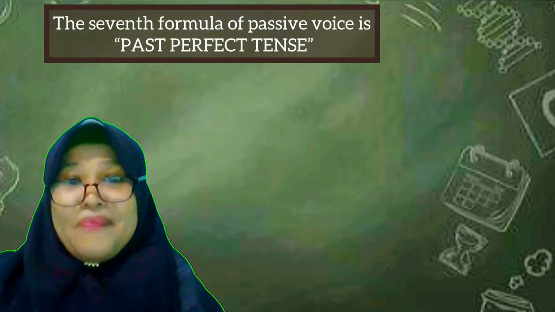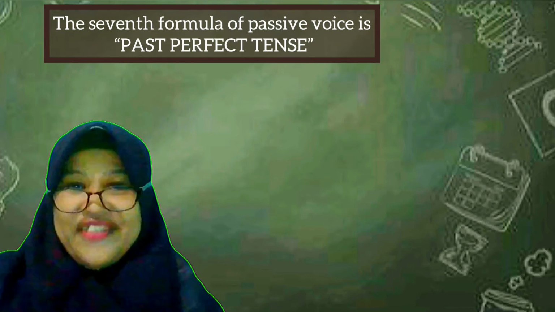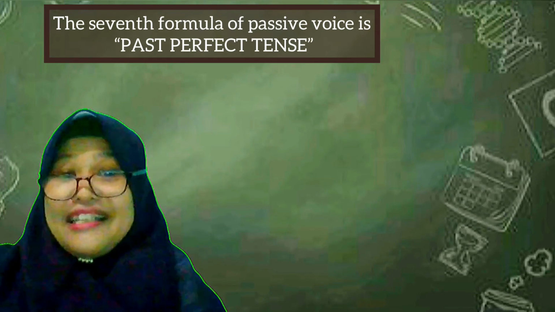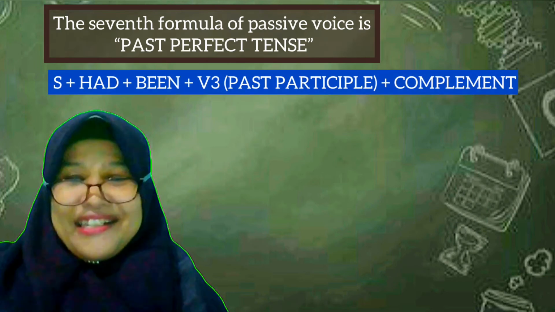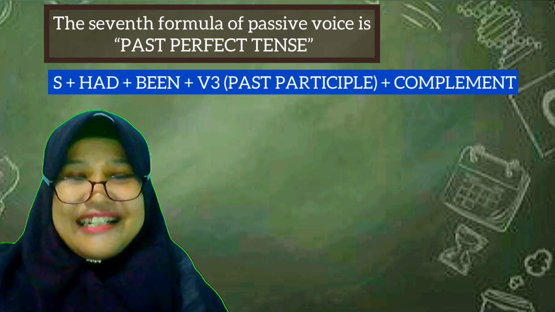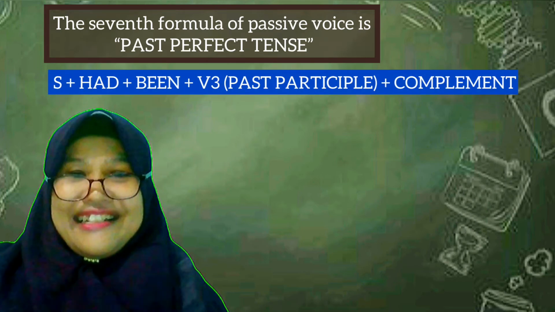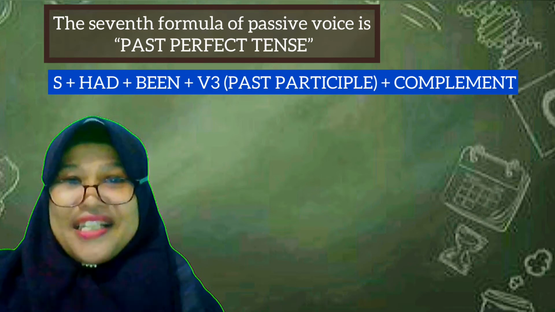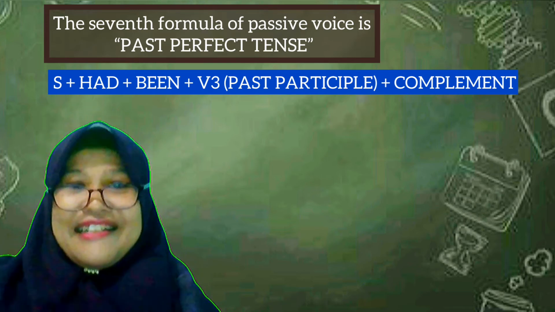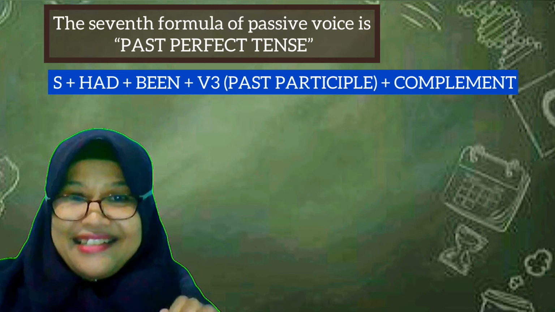The next function of passive voice is past perfect tense. Let's take a look at the formula. Subject plus had plus been plus verb 3 or past participle and complement as usual.